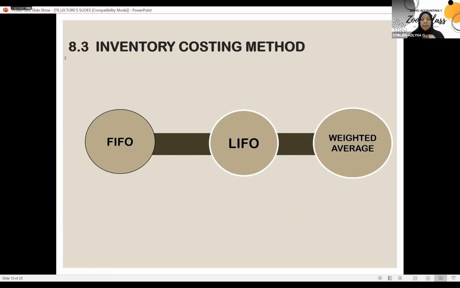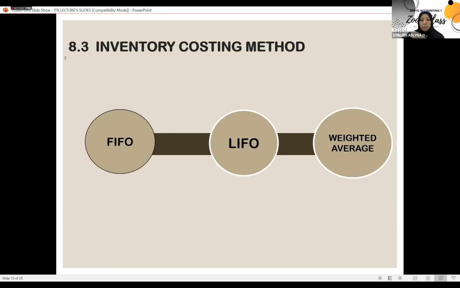So kita ada 3 inventory costing method. One we have is FIFO. Okay, FIFO tu ialah abbreviation from the word first in, first out. Okay, so first in first out maksudnya inventory yang masuk dulu adalah inventory yang akan keluar dulu. Okay, yang ini dia bergantung kepada cara pengurusan ataupun bergantung kepada jenis produk yang kamu jual lah.